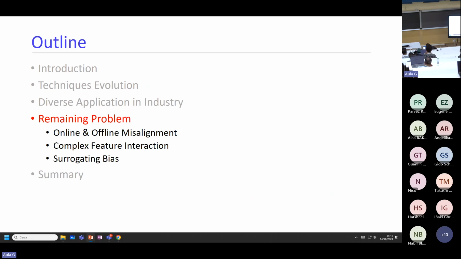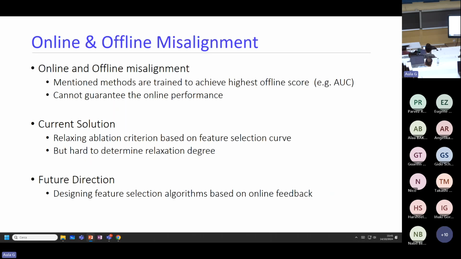There are also some remaining problems in this research area. The first one is online-offline misalignment, because all the methods that I mentioned above using a surrogate model are trying to optimize the offline metric, for example the AUC, and they cannot guarantee the online performance is aligned with the offline. Some current solutions relax the ablation criteria based on a feature selection curve, but it's still hard to determine what relaxation degree we should use. For the future, we can design feature selection algorithms based on online feedback.